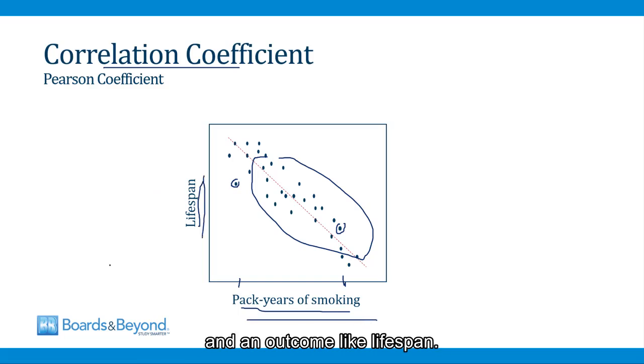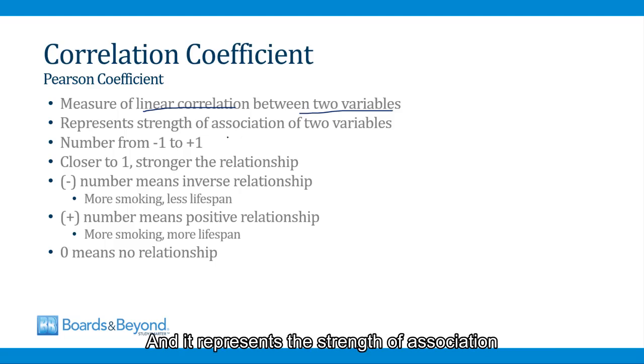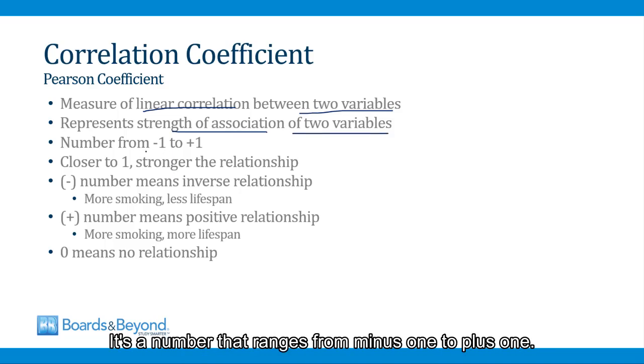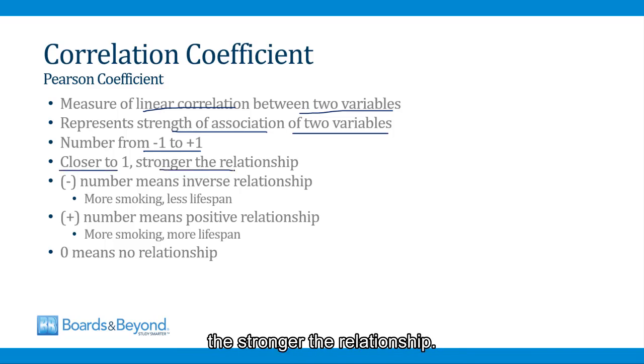Those are used to determine the correlation coefficient, which describes the relationship between a variable like smoking and an outcome like lifespan. So the correlation coefficient is a measure of the linear correlation between two variables, and it represents the strength of association between the two variables. I'll explain what this means in a minute. It's a number that ranges from -1 to +1, and it's derived from that best fit line we saw on the last slide. The closer the number is to 1, the stronger the relationship.